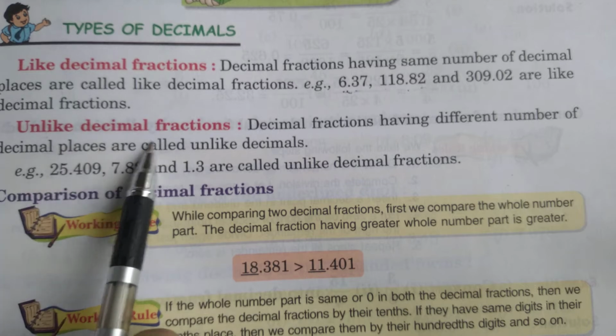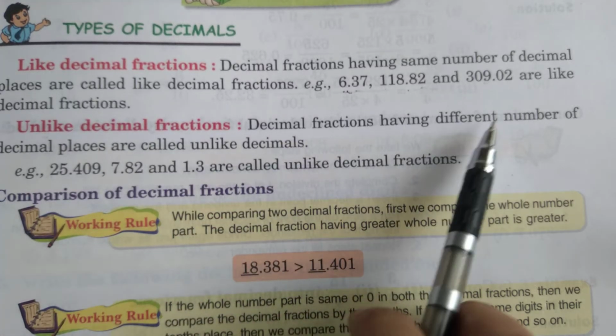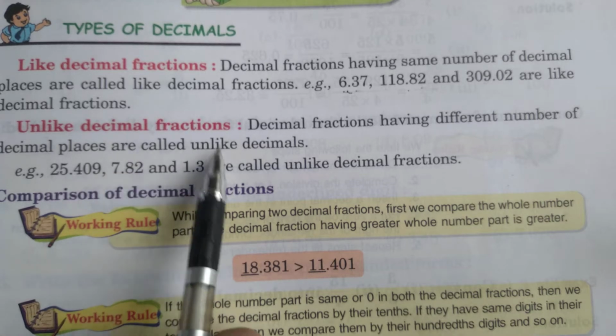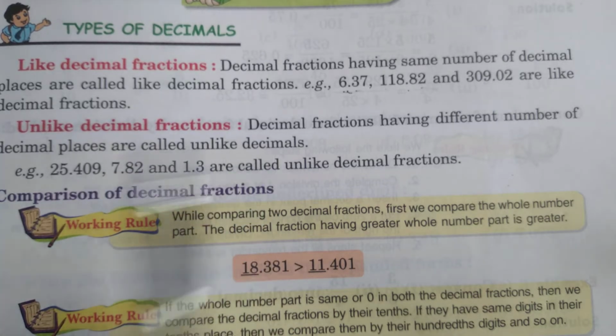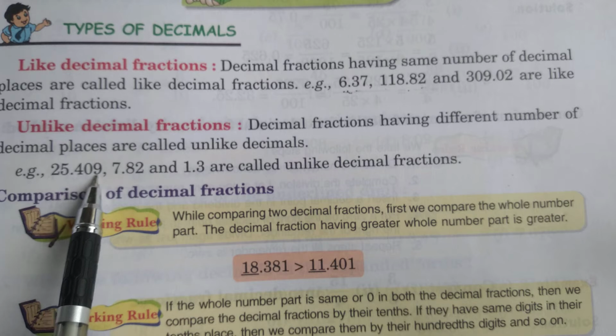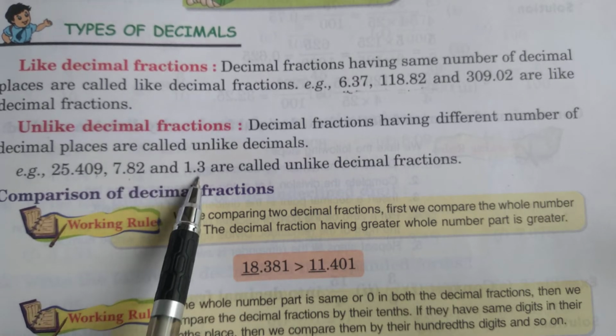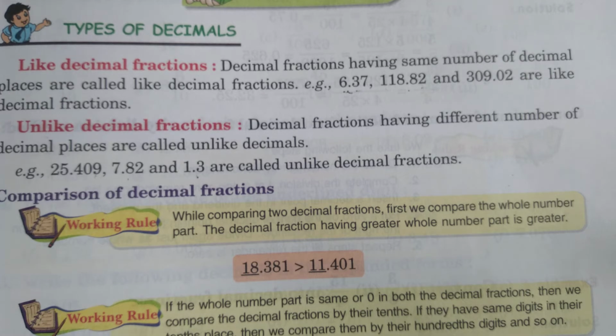And what is an unlike decimal fraction? Decimal fractions having a different number of decimal places are called unlike decimal fractions. See, here we have 3 decimal numbers. Here we have 2 and here we have 3. They are not equal. The number of places after the decimal is not equal. So this is an unlike decimal fraction.